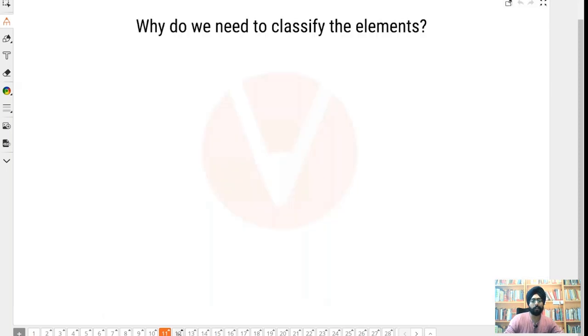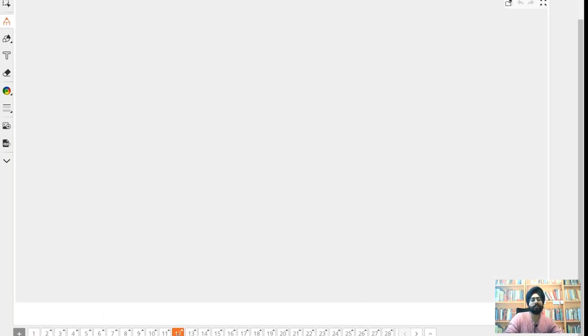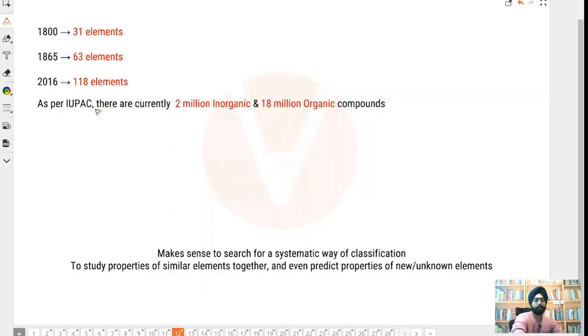Chalo, okay. Why do we need to classify the elements? Because we have so many elements. Right now we have 118 elements, and we have already discovered these 118. More of those are on the way to discovery. There are some complications of discovering the 119th and 120th element, but scientists are working on them.